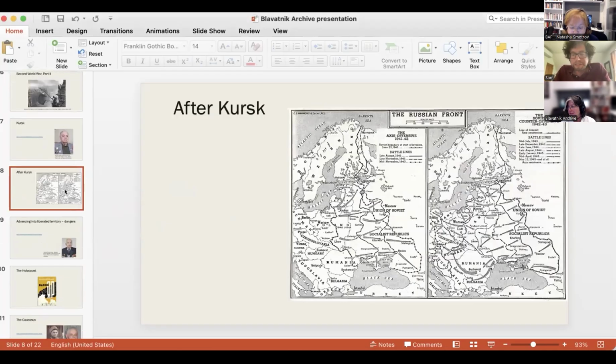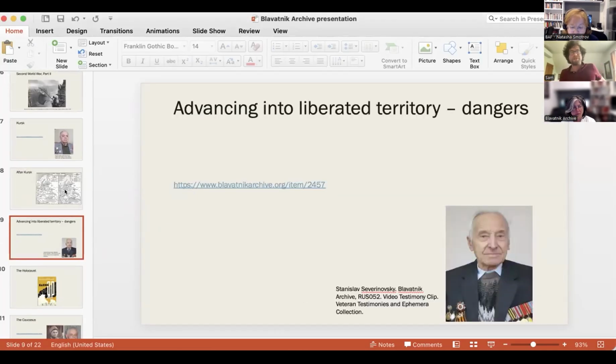of the Soviet advance. Then I use this clip from Stanislav Severinovsky talking about the possibility, this is a great one. I don't know if many of you have seen this clip. In this clip, this veteran talks about coming upon a dairy factory in formerly occupied territory, and finding that the soldiers find this dairy factory with vats filled with smetana, with sour cream, and they are really excited about that.